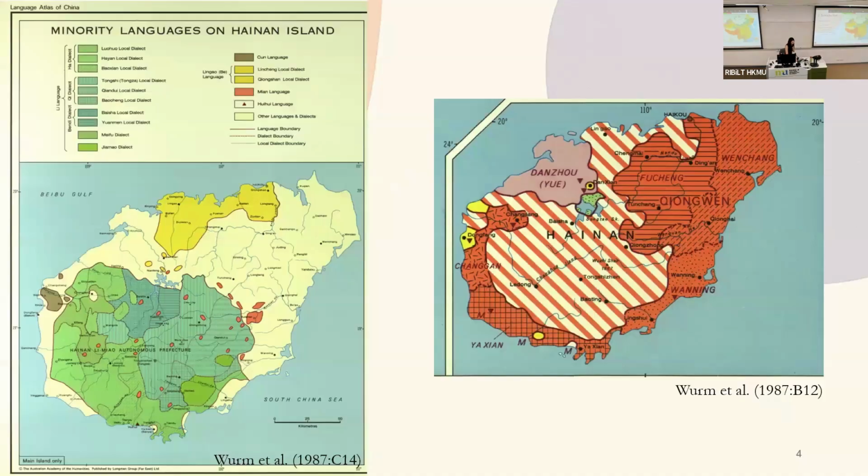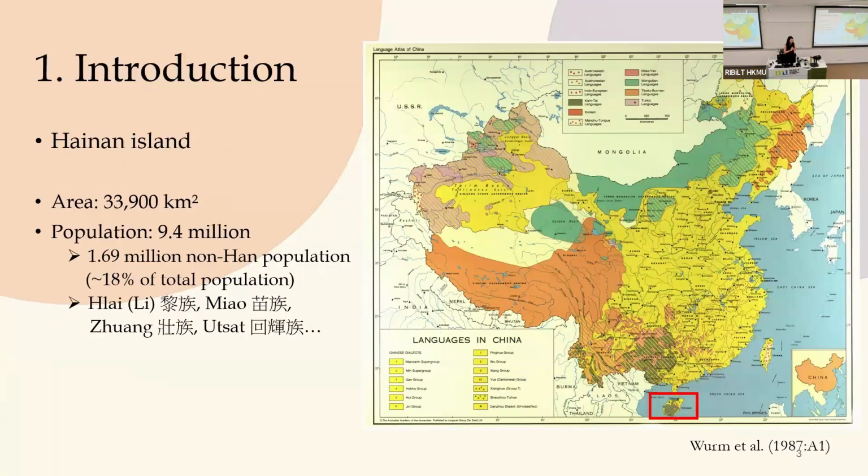Okay, so let's begin by answering the question: where is Hainan and why should we care about it? So Hainan Island is the second largest island of China. Does anyone know which is the first, the largest island of China? Well, politically correctly speaking, it's Taiwan. So Hainan is the second largest island. It has a total area of 33,900 square kilometers, and it's located at the southernmost part of the country. You can see here in this little red box, and it's in the Beibu Bay area.